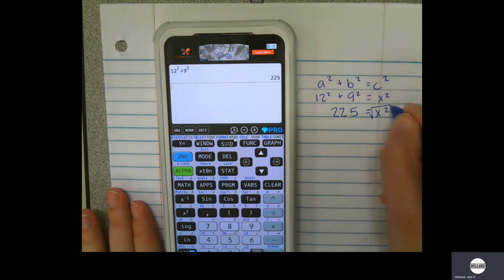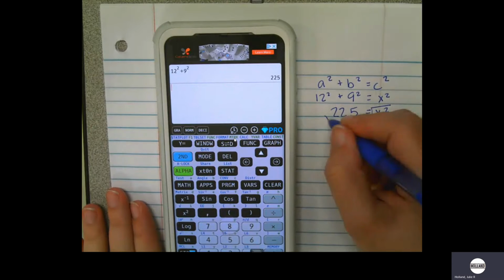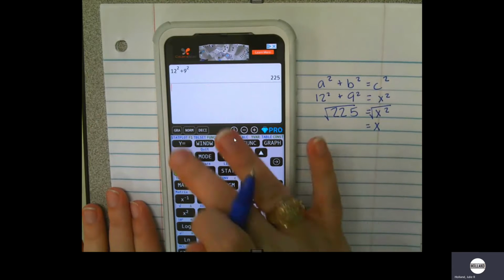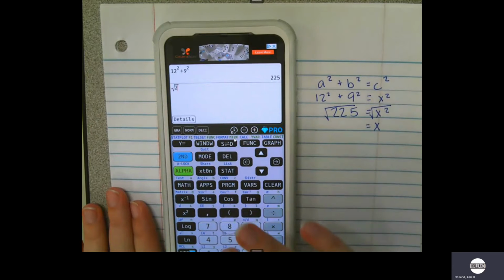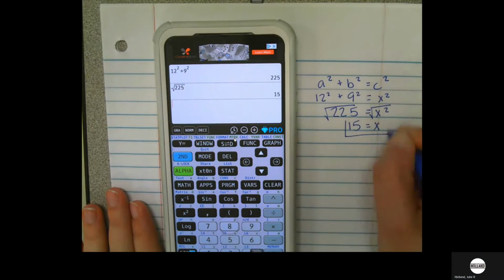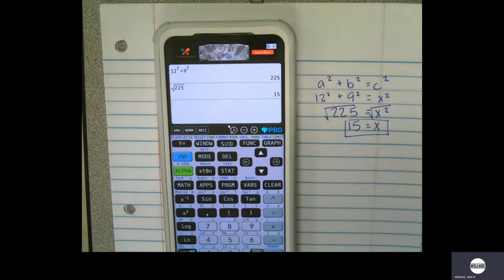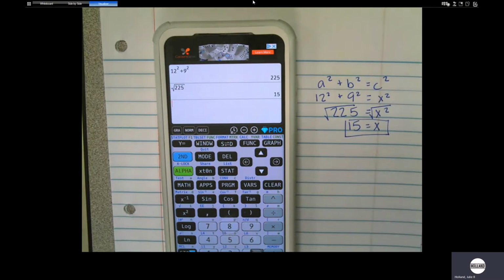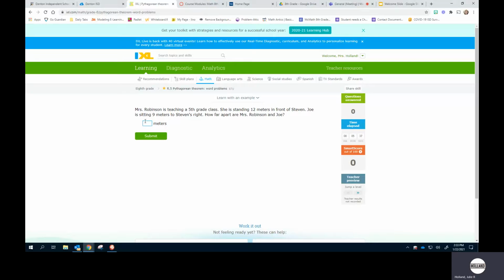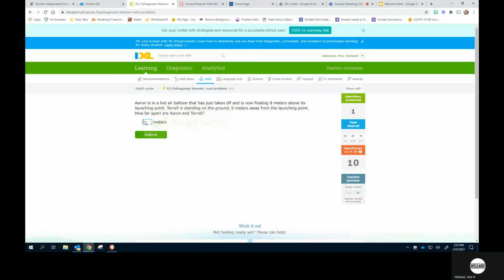And then remember, we need our square root because I don't want to know what x squared is. I want to know what x is. So the square root of 225 is 15. So then I would go back to my IXL and I would type in 15. Okay, so let's go ahead and try this next one together.